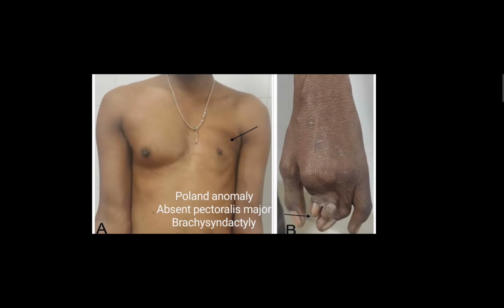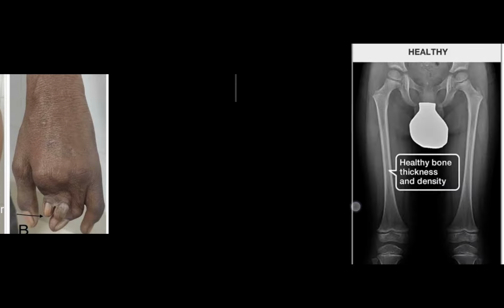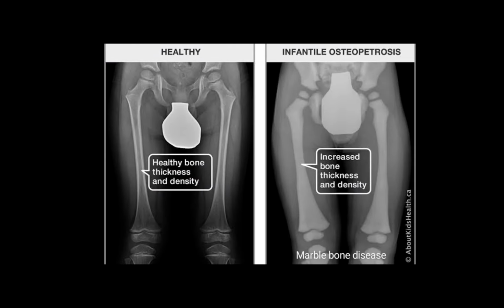Then next we have the Poland anomaly. In the Poland anomaly, basically there is absent pectoralis major. Here the pectoralis major is normal on this side, but here the pectoralis major is absent. And brachysyndactyly means fingers are short and fused. The fingers are fused here and they are short. This is brachysyndactyly.